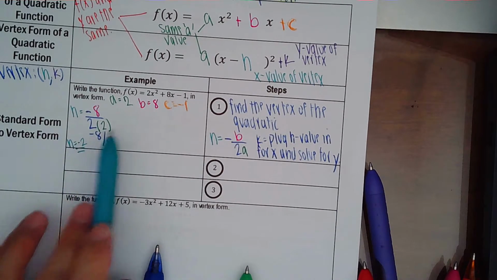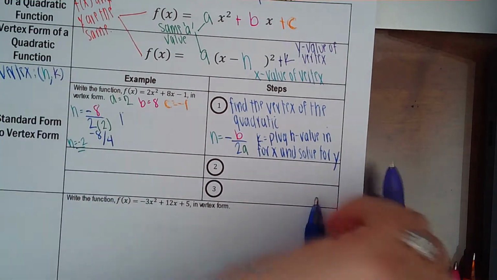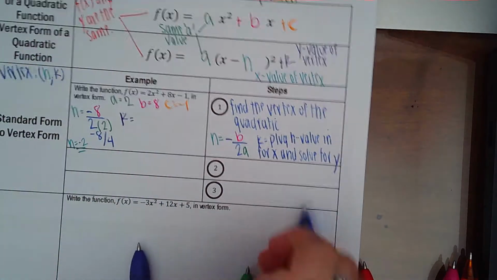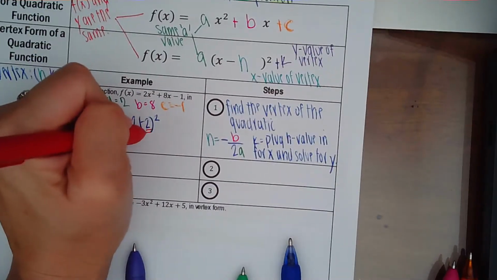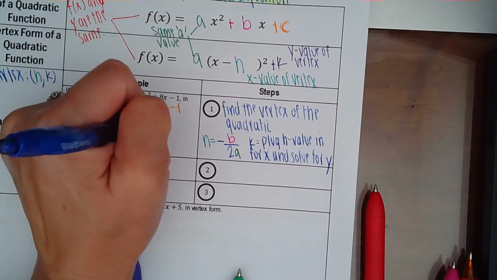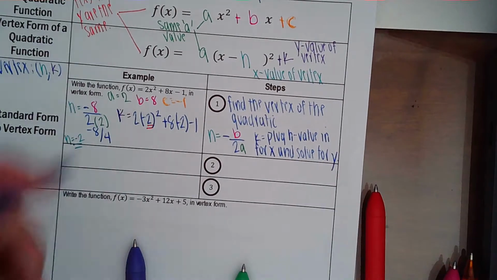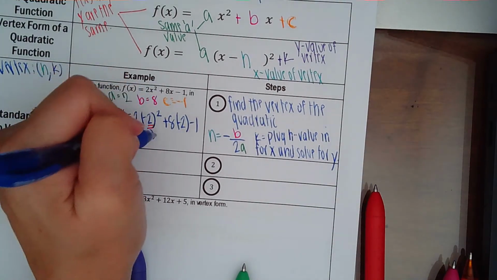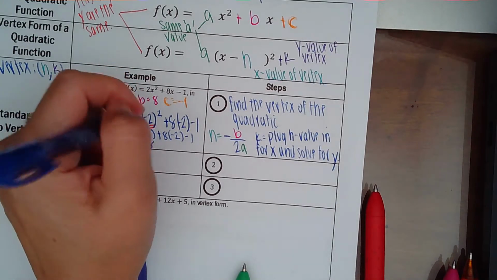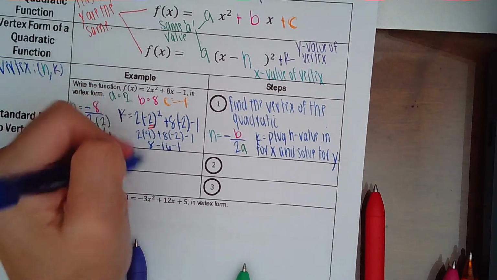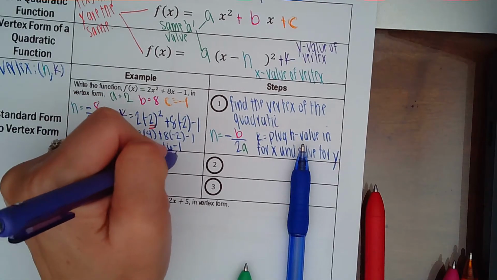Now we're going to take this negative 2 and plug it into our function and solve for k. So k equals 2 times negative 2 squared. Ooh, a negative 2 squared. Pay special attention there. Plus 8 times negative 2 minus 1. I'm going to simplify a little, and I'm going to get 2 times 4 plus 8 times negative 2 minus 1, which should be 8 minus 16 minus 1, which would tell me that k equals negative 9.